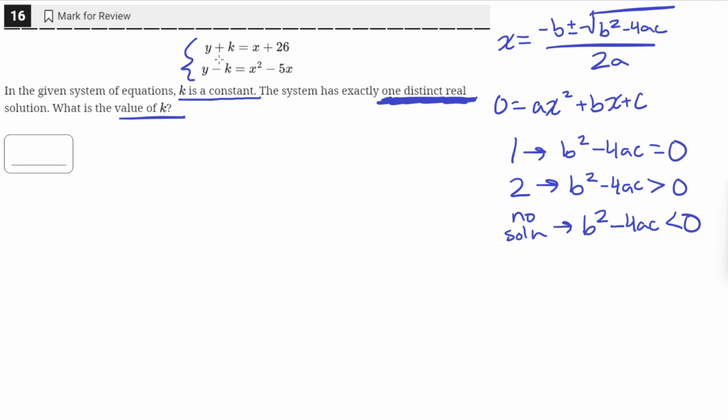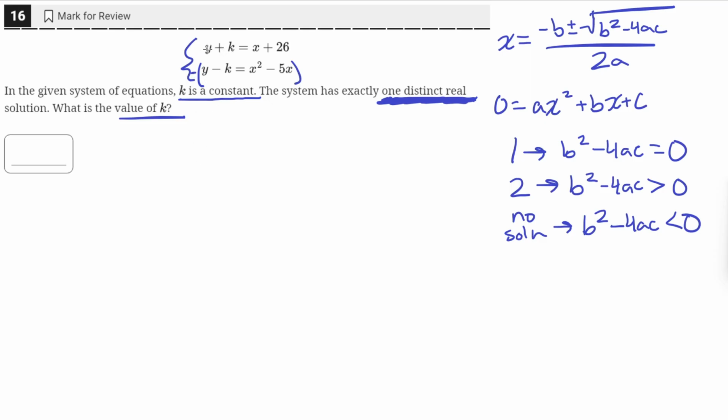So what we're going to do is combine these two equations by subtracting this one from the first one so that we get one equation, and then rearrange it to look like the standard form of a quadratic, and then find the discriminant and solve for the value of k. Okay, so let's first subtract one equation from the other. So we'll do this equation minus this equation.